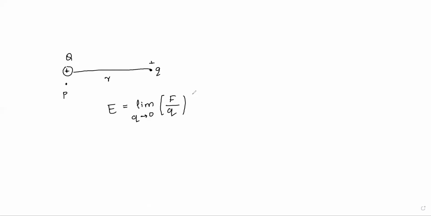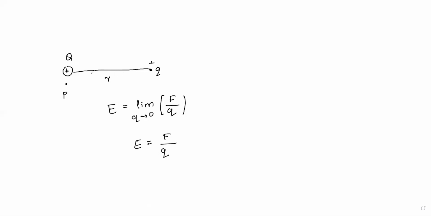Let us simplify this expression. q tending to 0 means it is negligibly small in its magnitude. So we can write it as E is equal to F by q. This q is negligible, so we just considered E is equal to F by q.